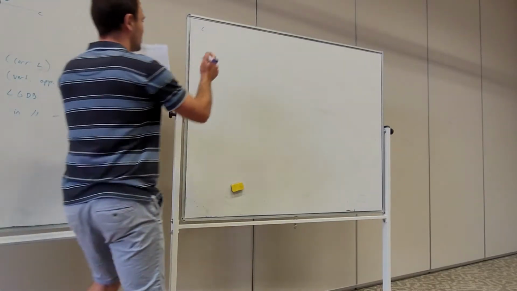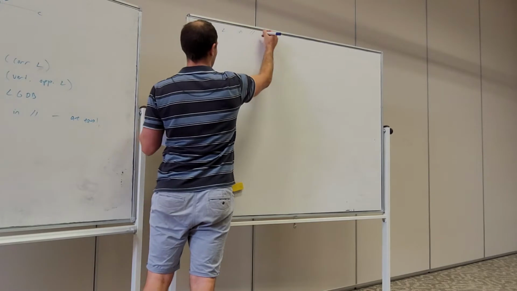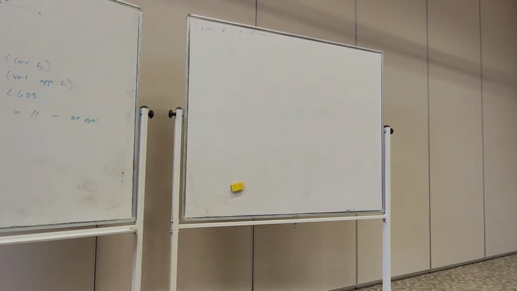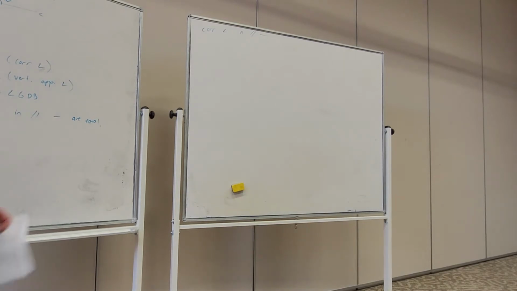So, the first one, corresponding angles in parallel lines. Okay? That's going to be our first notation. We do have to reference parallel lines because not all corresponding angles are equal. It's only if they're corresponding within parallel lines.